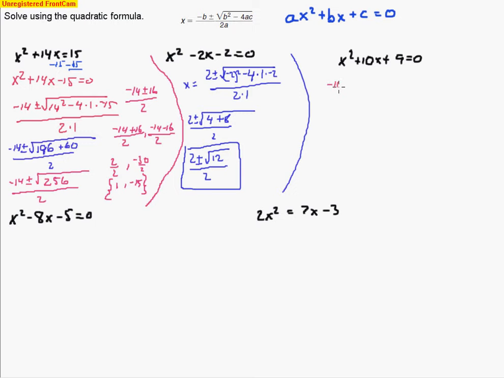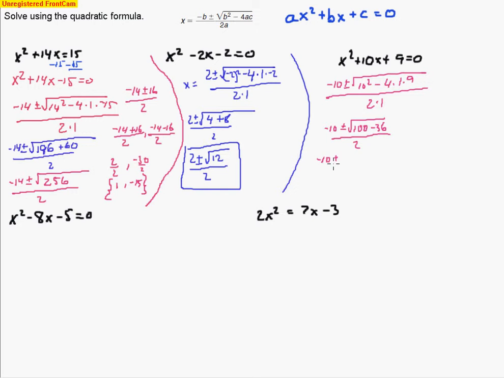So negative 10 plus or minus the square root of 10 squared minus 4 times a, which is 1, and then this time c, which is 9, all over 2 times 1. Do some work there. Negative 10 plus or minus the square root, and then we've got 100. And then this time we just have a minus sign because it's a negative times some positives there, and minus 36 all over 2. So we go ahead and do some more work.